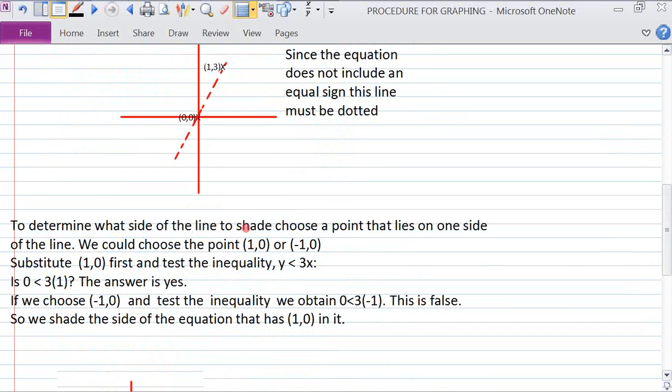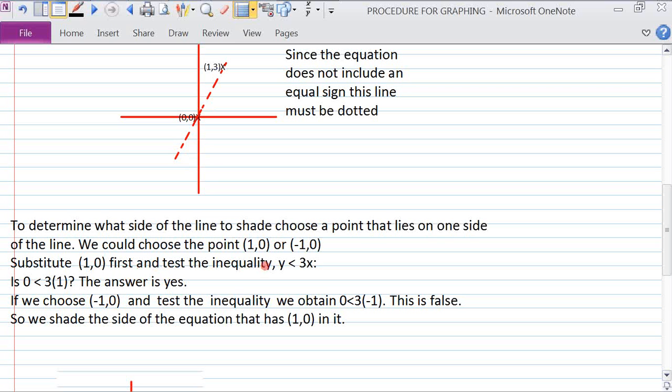Determine now what side of the line to shade. Choose a point that lies on one side of the line. So we could choose, for example, 1, 0, which lies right here, roughly speaking, and minus 1, 0, which lies here. Because we're going to shade on one side of the line because of the inequality. So we're going to try 1, 0 here, a point that lies approximately here. I mean, x is 1, y is 0.